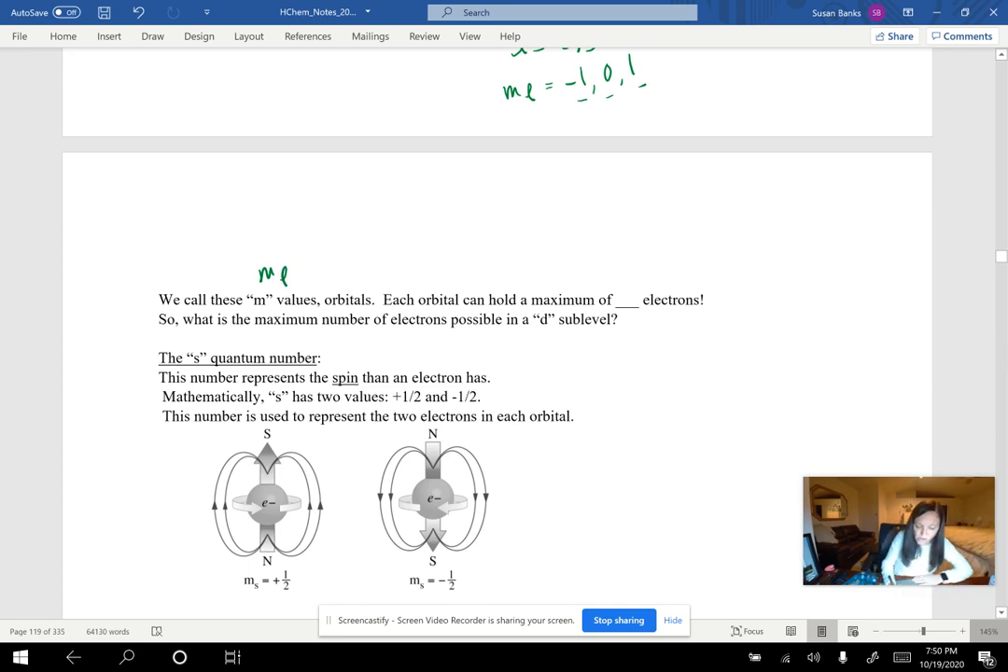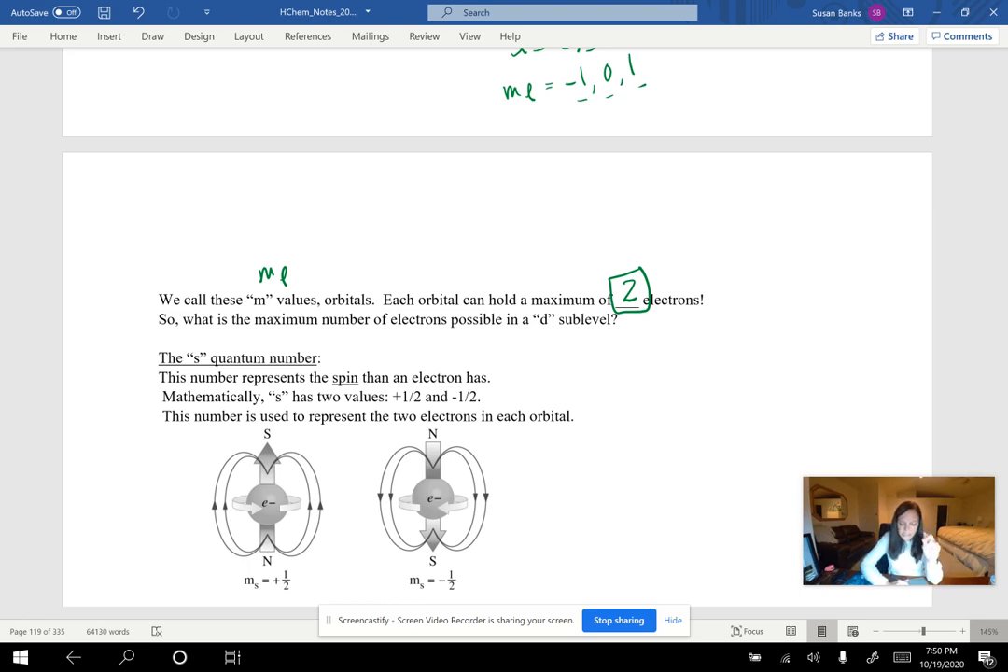Each orbital can hold 2 electrons. Okay, I shouldn't say only 2. An orbital can be empty. It can hold 1 electron or 2 electrons, but it cannot hold any more than 2. 2 is the maximum number of electrons that each orbital can have.